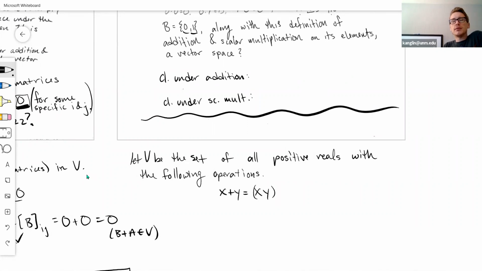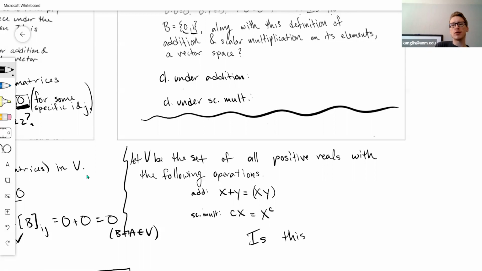And let's say that taking a scalar multiple of an element is really like exponentiating it, raising it to a power of c. What do we think? See if you can determine, with this rule of addition and scalar multiplication, whether you think the set V I've described is truly a vector space.